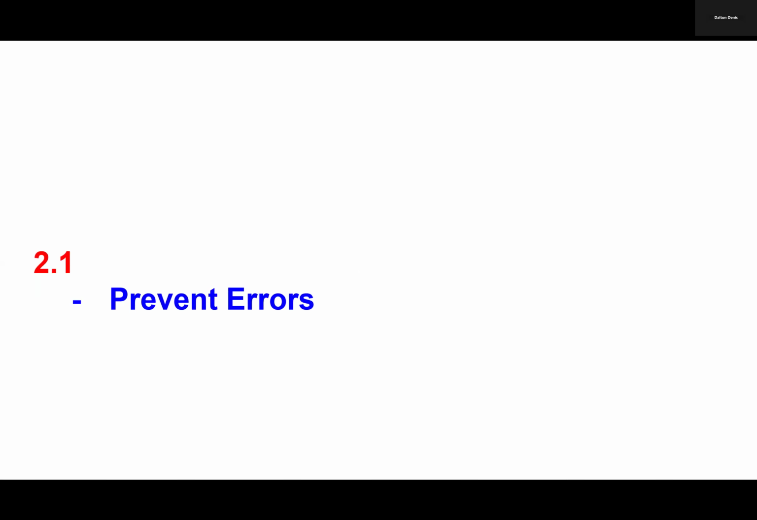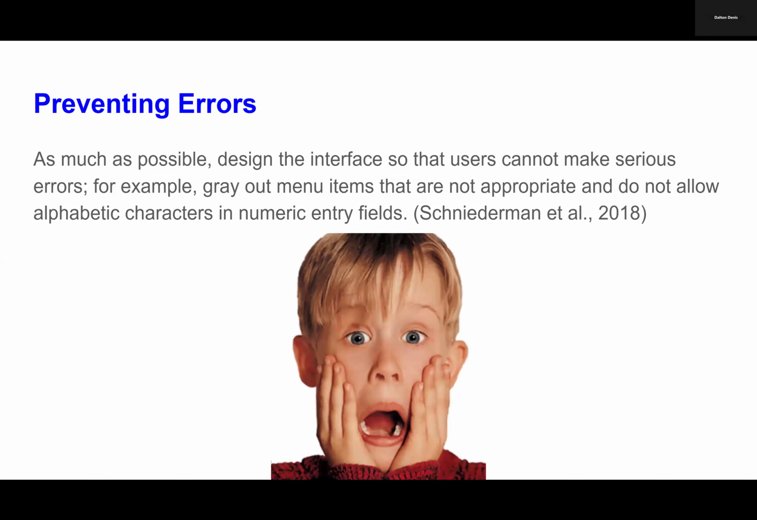First, I will be addressing the usability principles as specified in Designing the User Interface that Canvas adheres to. The first principle we will look at is prevent errors. Designing the User Interface describes error prevention by stating, as much as possible, design the interface so that users cannot make serious errors. For example, gray out menu items that are not appropriate and do not allow alphabetic characters in numeric entry fields.